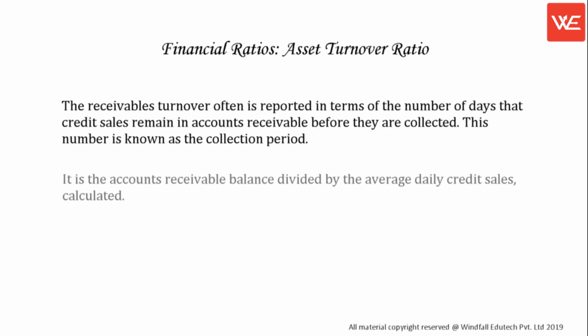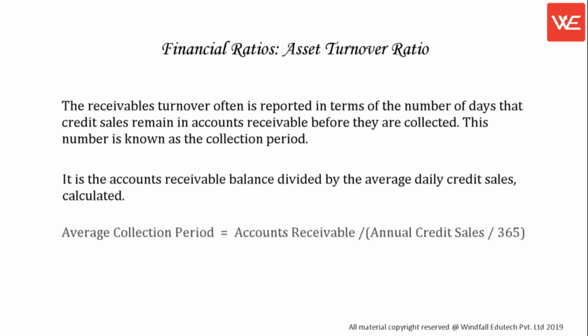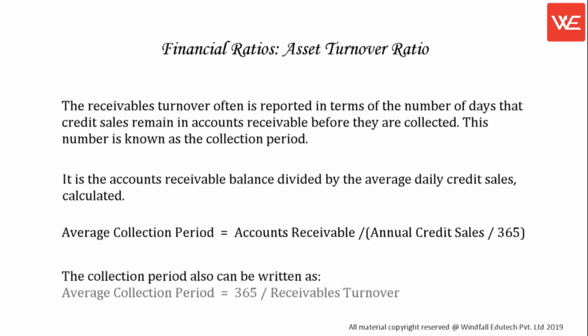It is the accounts receivable balance divided by the average daily credit sales, calculated. Average collection period equals accounts receivable divided by annual credit sales, times 365. The collection period also can be written as average collection period equals 365 divided by receivables turnover.